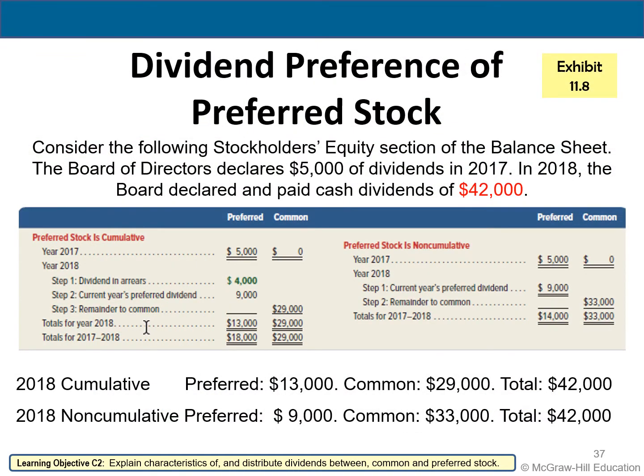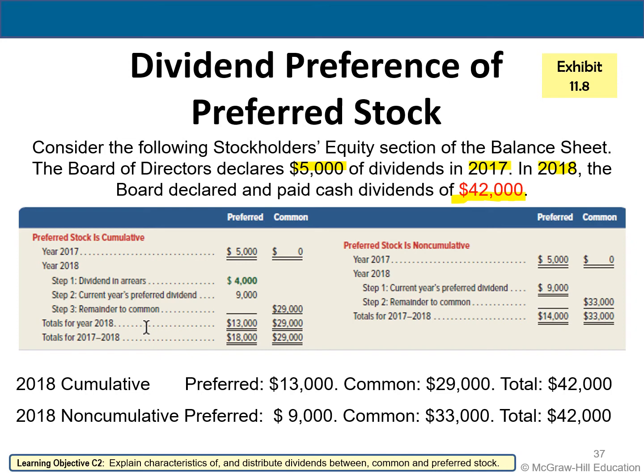Okay, so in this slide, they're trying to illustrate how the preferences work for preferred and common stock. The facts they give us are that the dividends declared in 17 are $5,000, and that in 18 they declare and pay dividends of $42,000. On the left side, we've got the example of if the preferred stock is cumulative, and on the right side we have the same example, but what happens if it's non-cumulative. So here's how this would work.